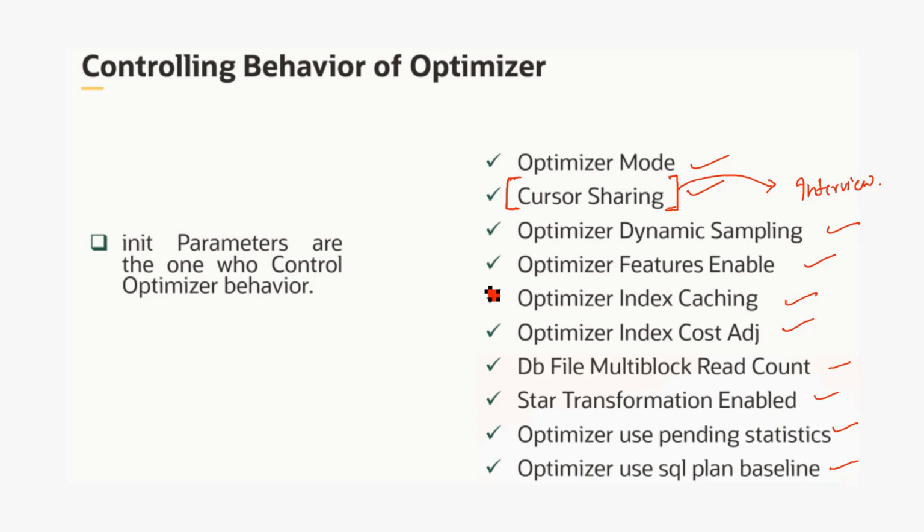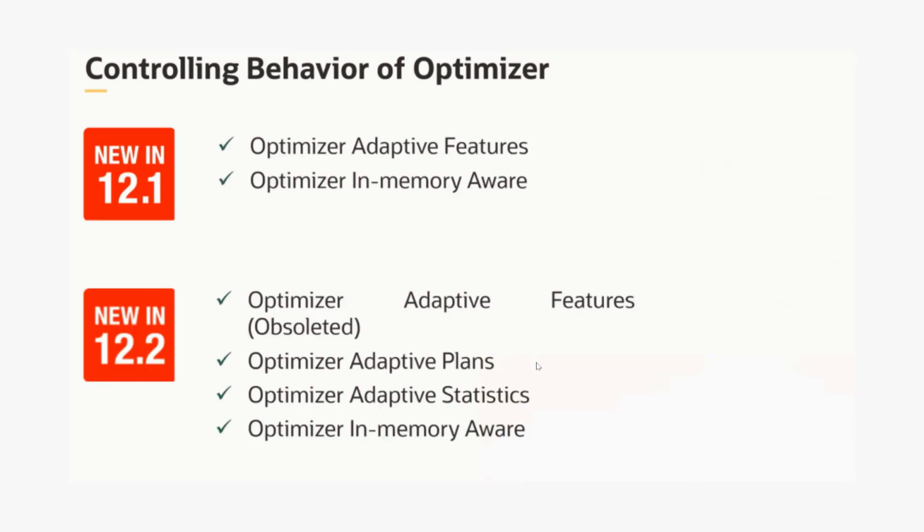So as of now, it's of no use to learn each and every part. Moving forward with the controlling behavior of optimizer. In 12.1, the optimizer adaptive feature was present and the optimizer in-memory aware parameter was introduced. And from 12.2, these many parameters are introduced here. So as of now, you should know what optimizer adaptive plans, optimizer adaptive statistics, and in-memory aware are.